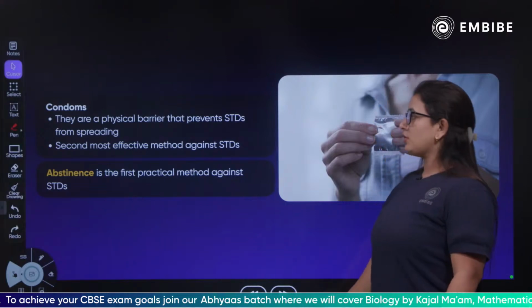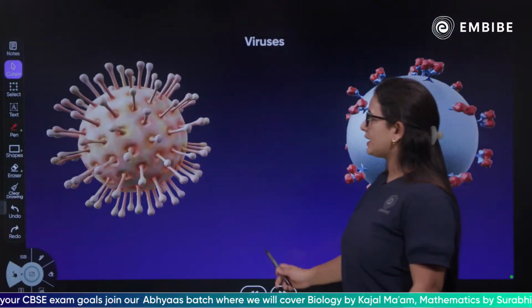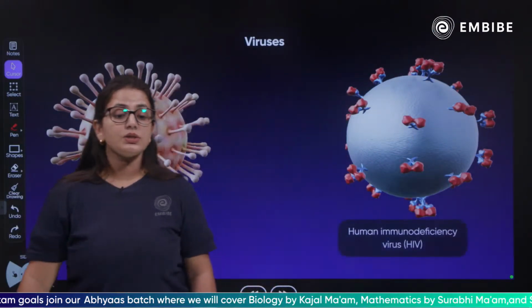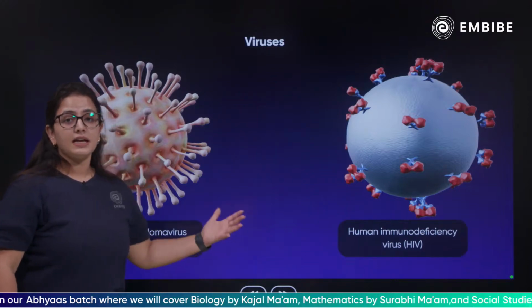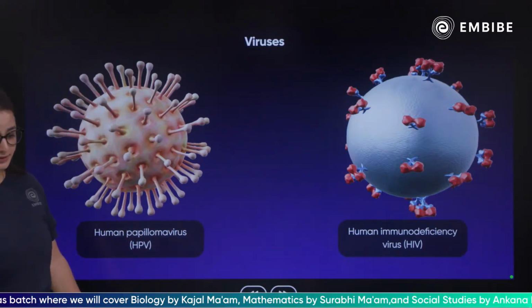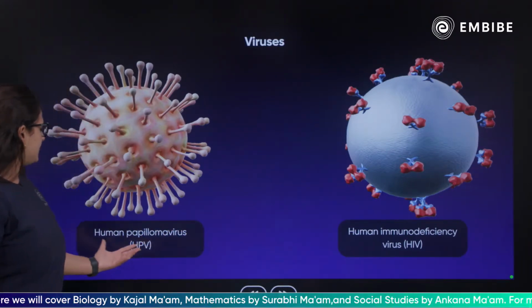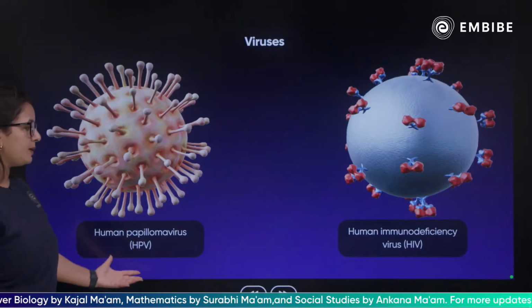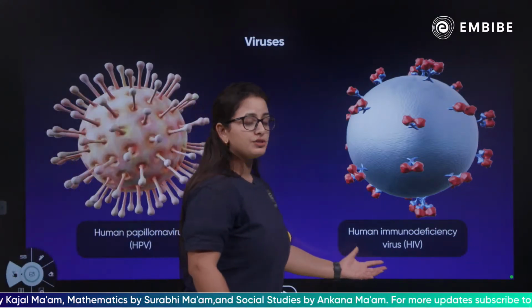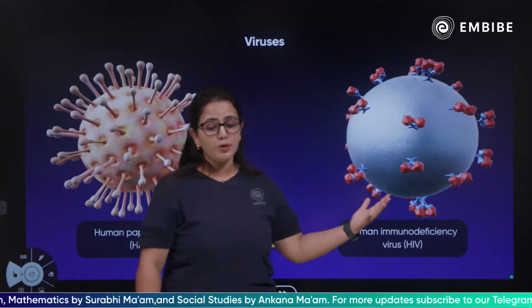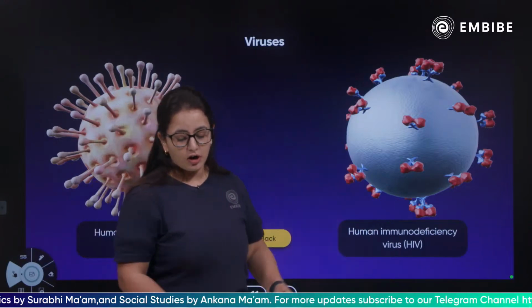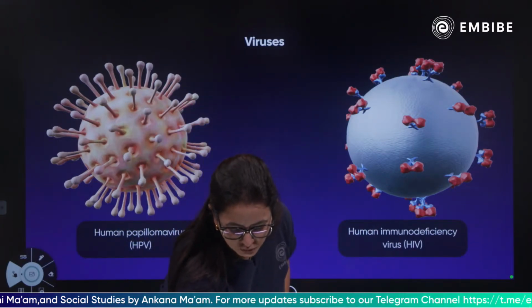Next, when we talk about STDs, children, as you can see, what are these? The viruses which are very common in causing sexually transmitted diseases. This is the human papilloma virus, which is HPV. This is the human immunodeficiency virus, which is HIV. You must be aware of this; a lot of people are aware of this. These are the two viruses.